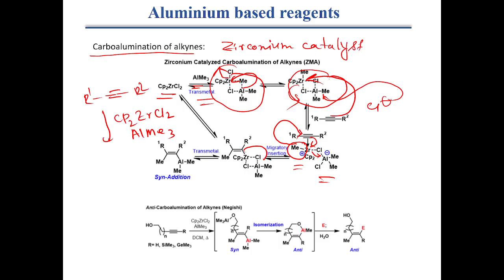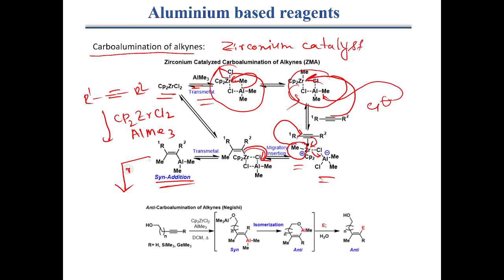So now there is a possibility of transmetallation. This will react with the aluminum center and give this syn addition product. Now this vinyl aluminate, in the presence of any kind of electrophile, undergoes an electrophile exchange reaction.